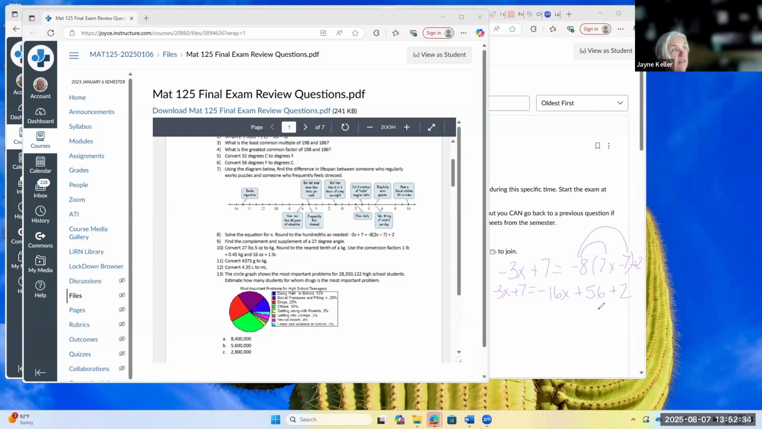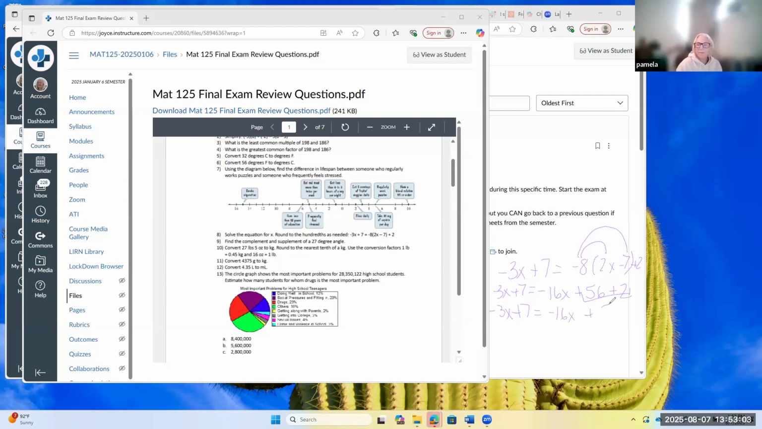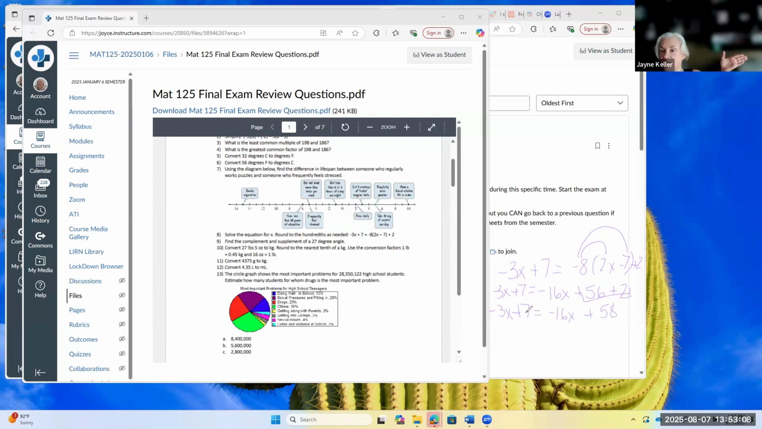Now on the right side, I have some like terms. What can I combine? The 56 and 2. I'm sorry, on the right side. The left side, I can't combine anything yet. But these two I can combine, right? 56 and 2. 58. Okay. Now the left side is as simplified as it gets. The right side is as simplified as it gets.